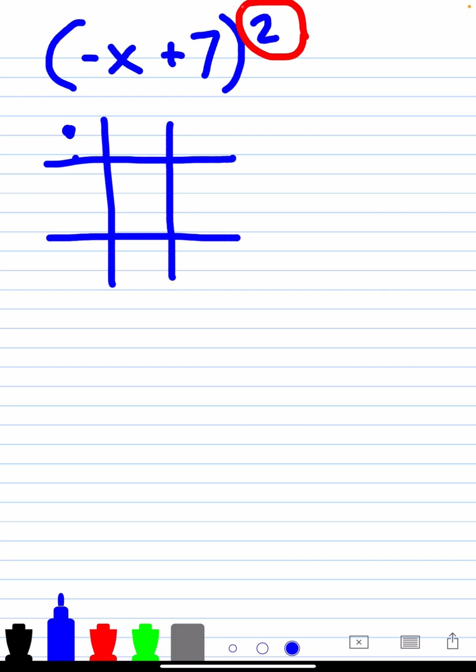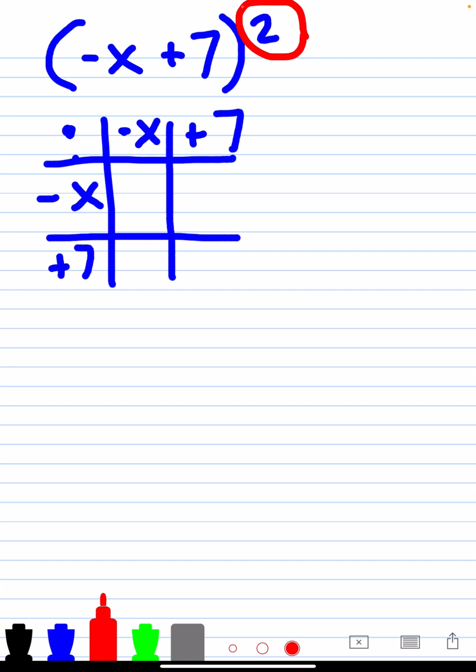Okay, now we're going to separate our binomial, so negative x plus 7. And when we are separating our binomials, we are always going to keep the signs. So this is why I did plus 7. I'm writing plus 7 for a reason. I'm doing negative x for a reason. We have to write the signs. Okay. So now that we did this, now we multiply them.